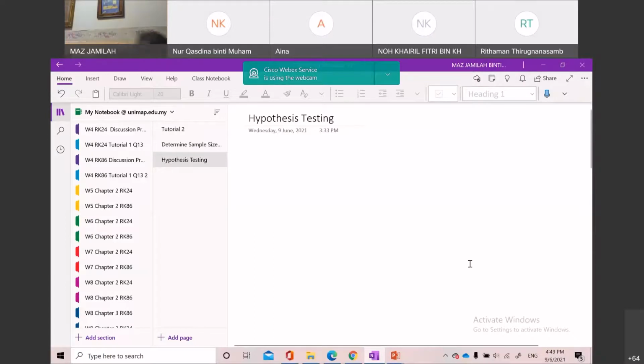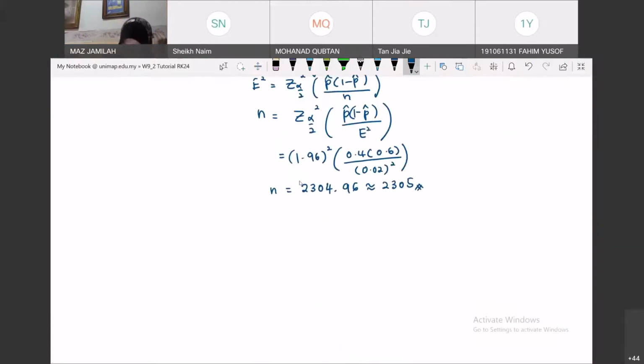Okay. Hypothesis testing. Are you all okay, class? If I proceed with hypothesis testing, because my class with RK24, okay, thank you. Okay, one hypothesis exercise 1. Sorry, 3.3, number 1.